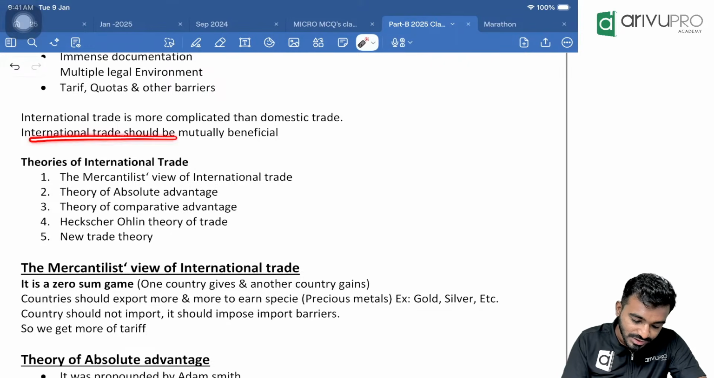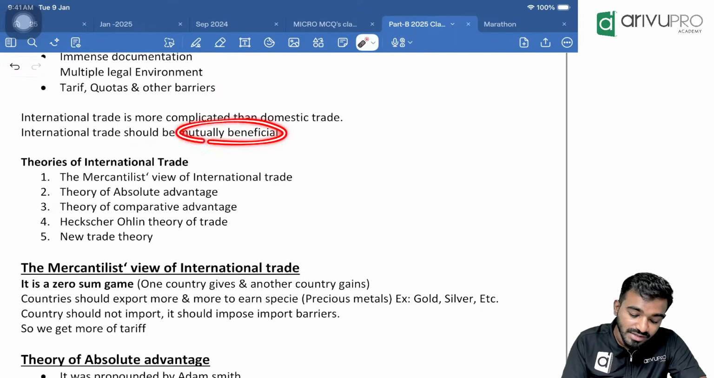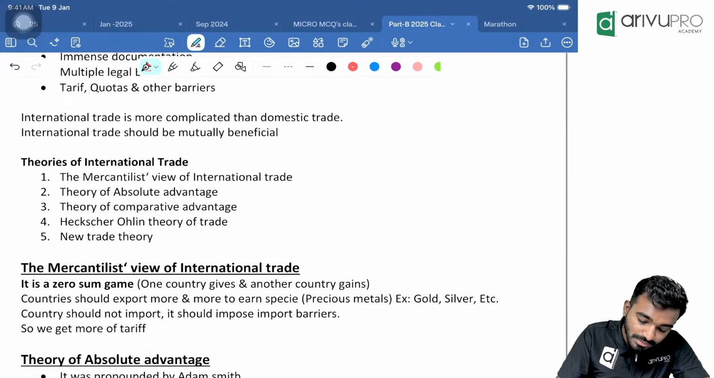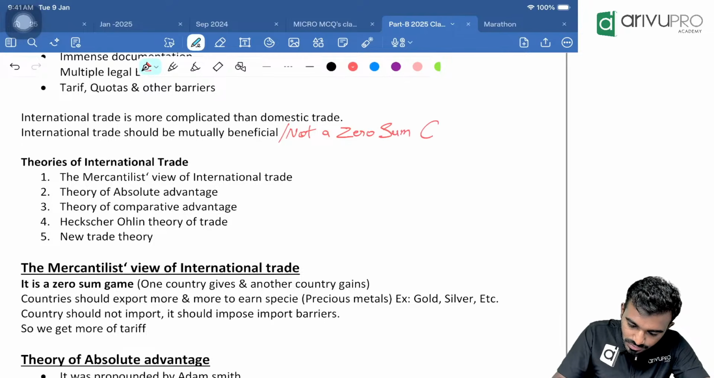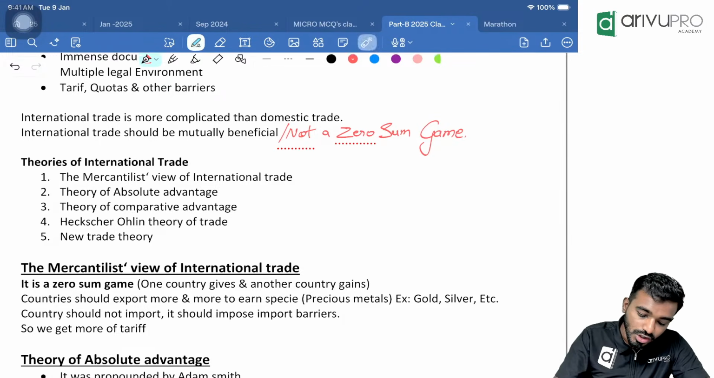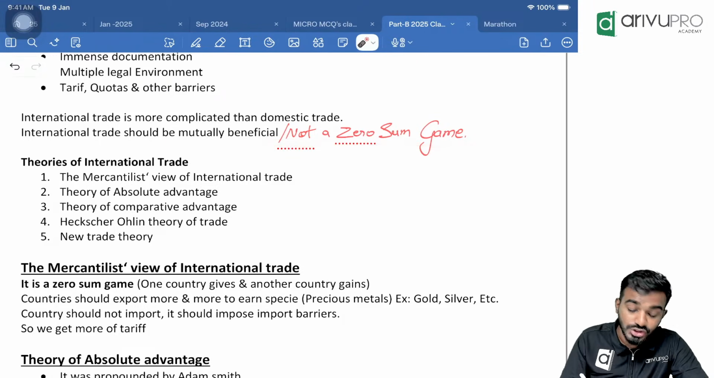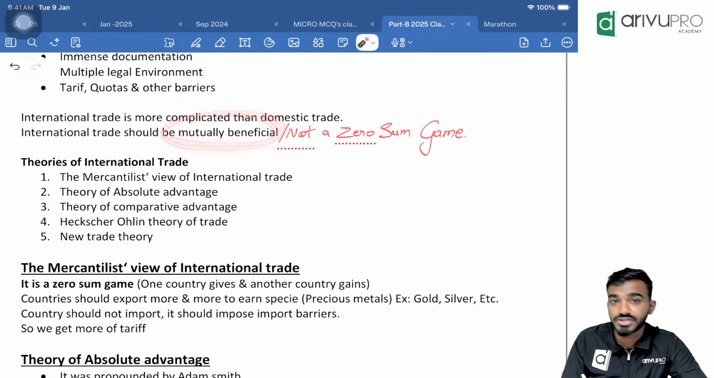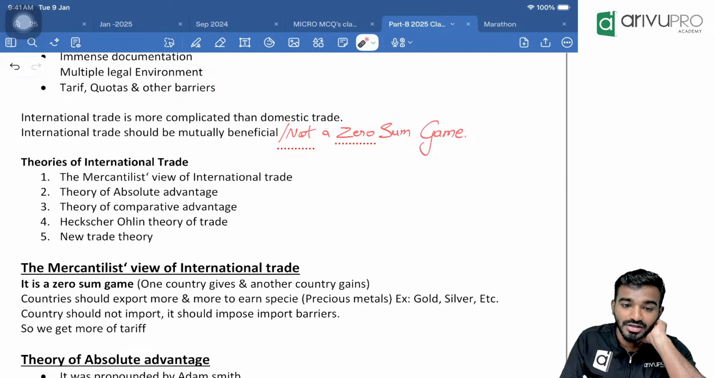International trade should always be mutually beneficial. That means it should not be a zero-sum game. It should be beneficial for both the nations involved in international trade.